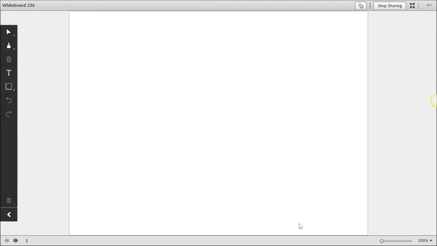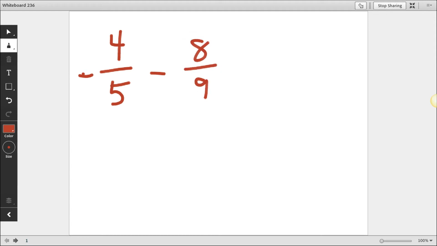Let's say we had 4 fifths minus, let's make that negative, minus 8 ninths. I want to subtract these two numbers. You have to get a common denominator first. So the common denominator for these two is 45.